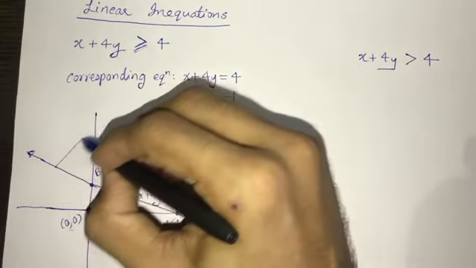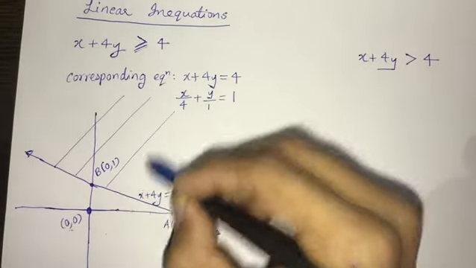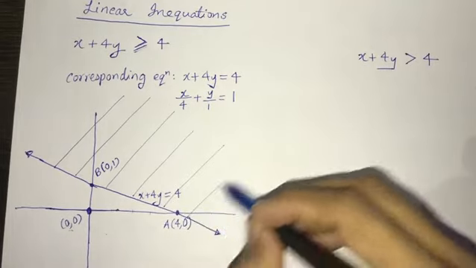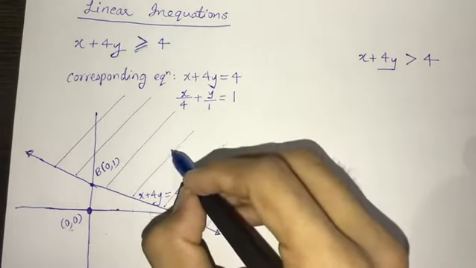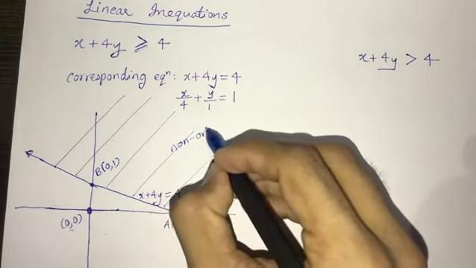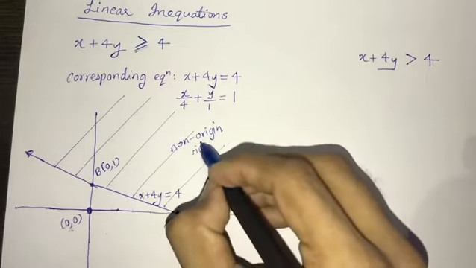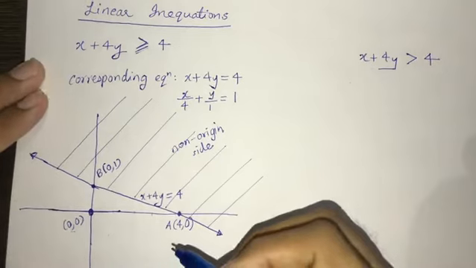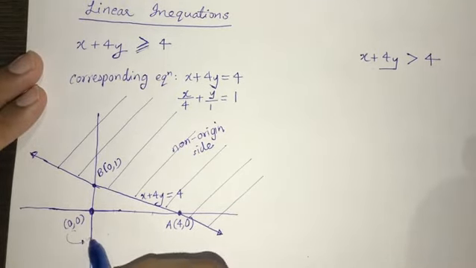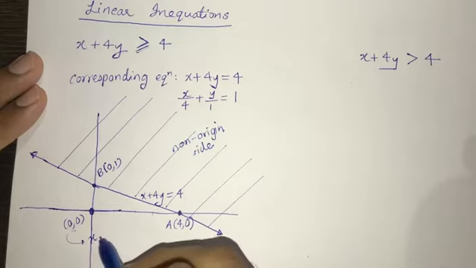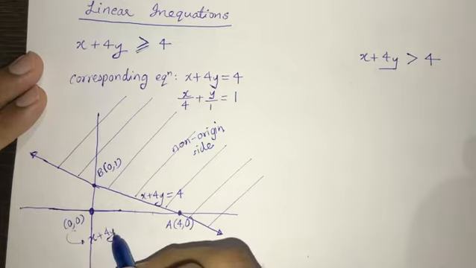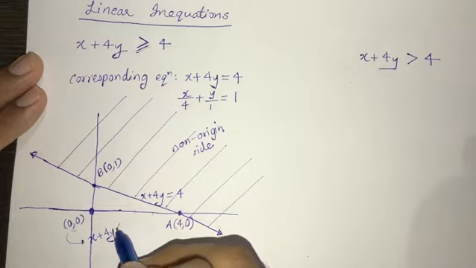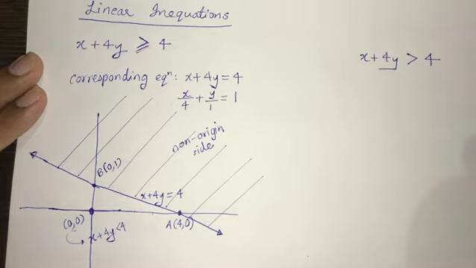So what is our solution? The solution is the non-origin side. When origin does not satisfy the inequality, we say the inequality represents the half plane which is on the non-origin side. Origin satisfies the other inequality, x plus 4y less than 4, because it is going to give you 0. So origin is satisfying x plus 4y less than 4.